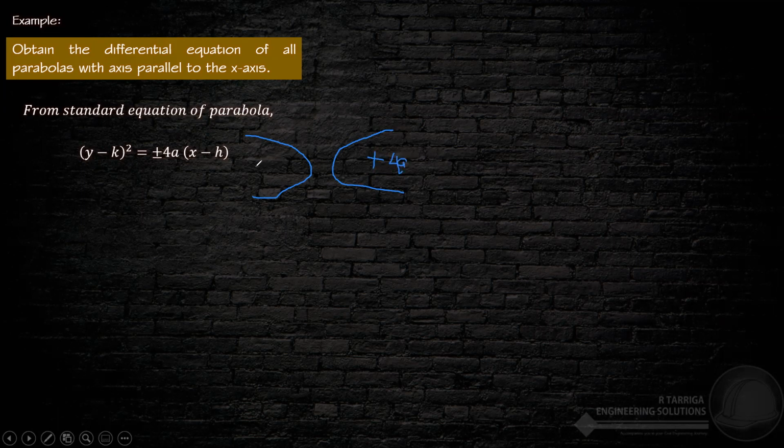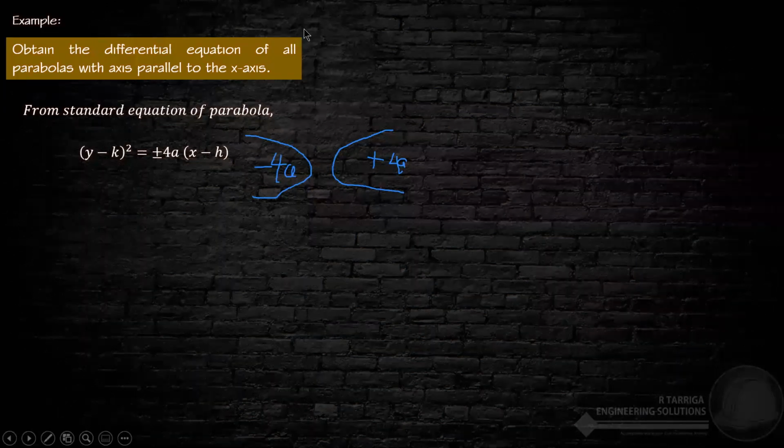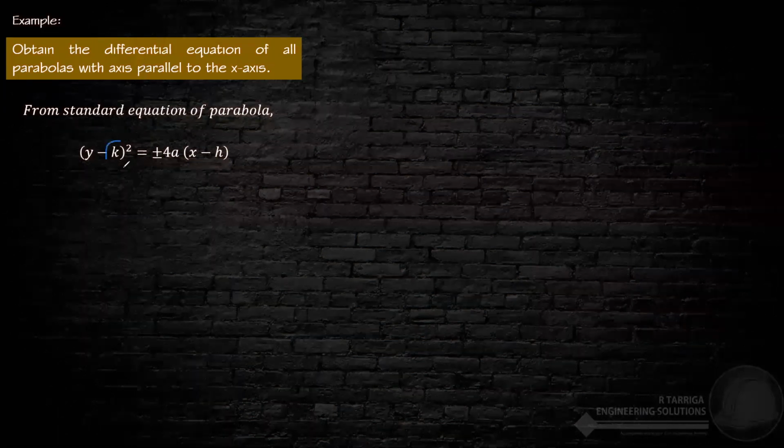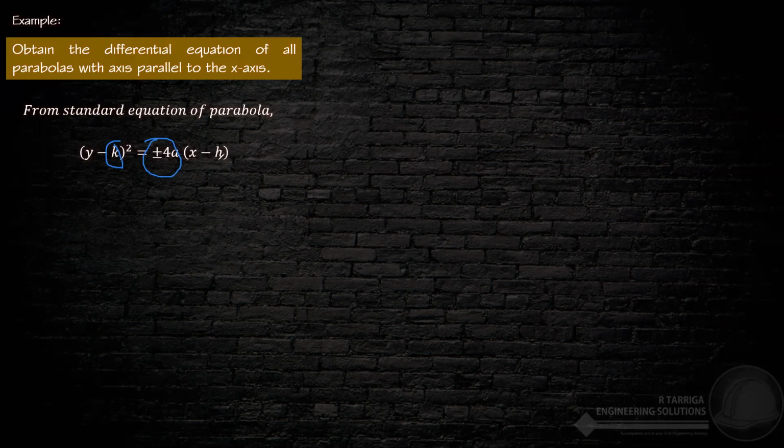And to the left if negative 4a. Okay, so anyway, that is analytic geometry, no? So clearly, ito yung equation na gagamitin natin kasi yung axis of symmetry is parallel to the x-axis. Okay? So now, we have three constants, no? Tatlo yung constant. It is k squared, 4a, k, 4a, and h. So there are three constants, meaning there are three arbitrary constants.